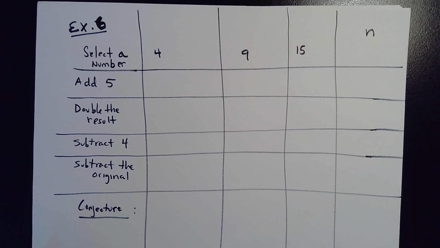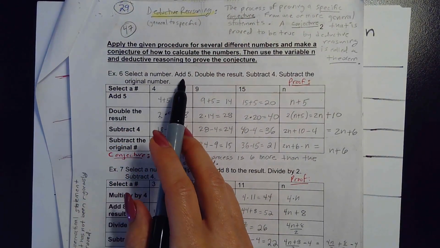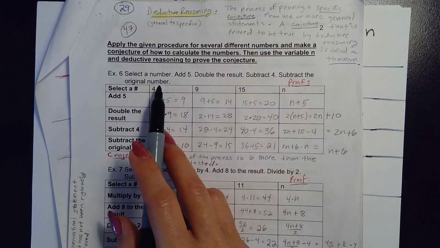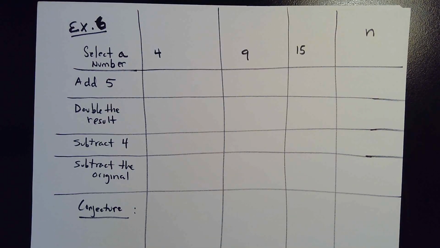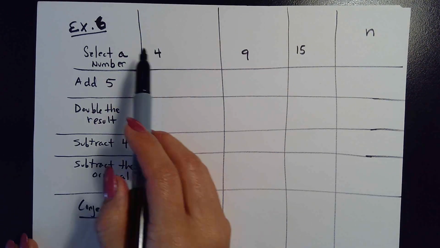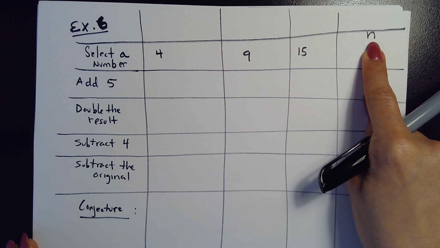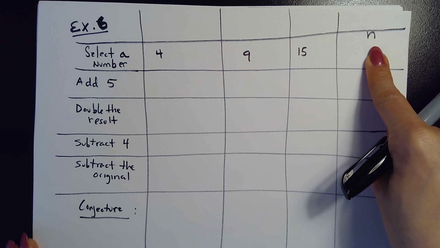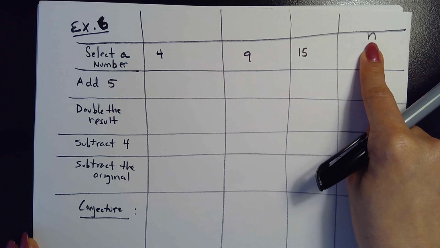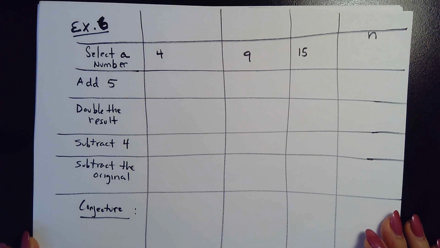Okay, the instructions, let me put them on the screen. It says: select a number, add 5, double the result, subtract 4, and subtract the original number. So here is the number selected. We are selecting 4, so they're actually selecting the number for us. Notice that this is n. N is the general case. Eventually we're going to get to this, and by proving it for the general case, we can prove whatever conjecture we end up writing here.